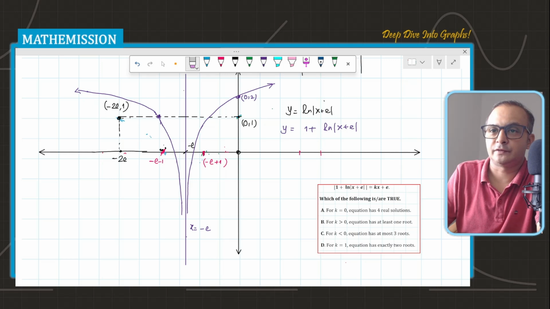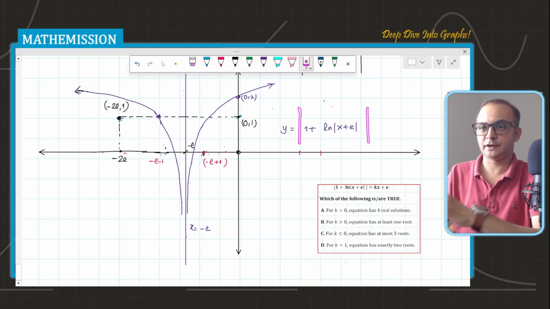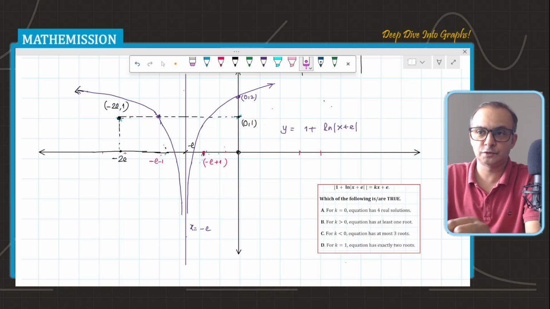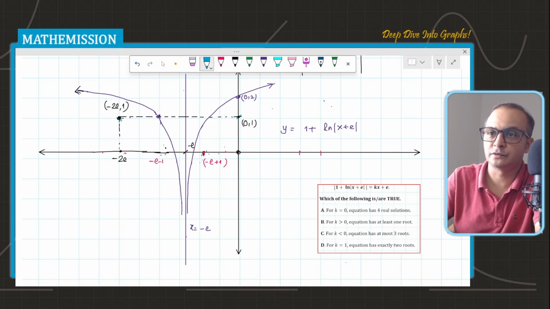Now this is the graph from where we have to think ahead. After this, I need to draw the graph of the mod of this entire thing, so I'm taking the mod. When we are taking the mod of any graph, we are just thinking that we have to take the image of some portion, but where are those portions? Those portions should be below the x-axis. So we can identify which are those portions which are below.